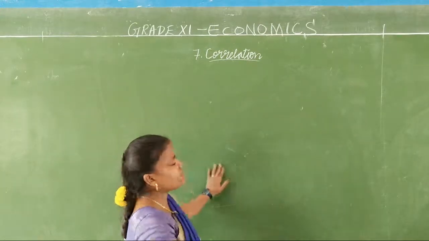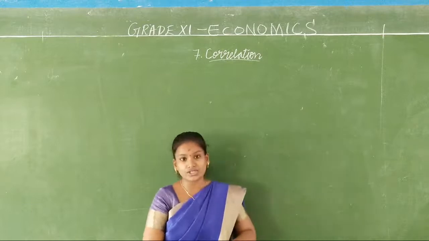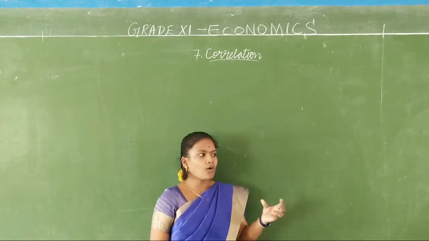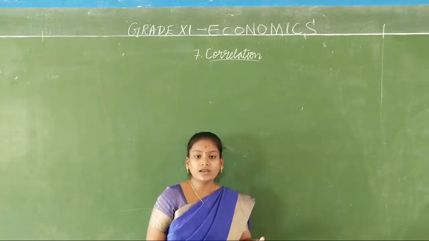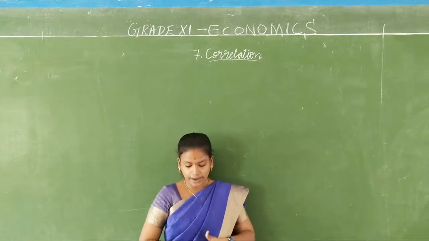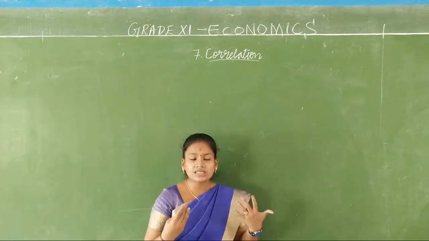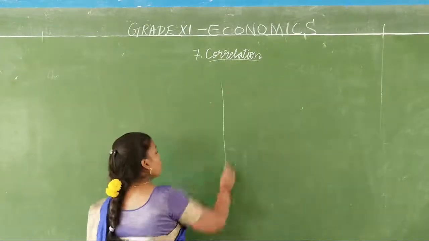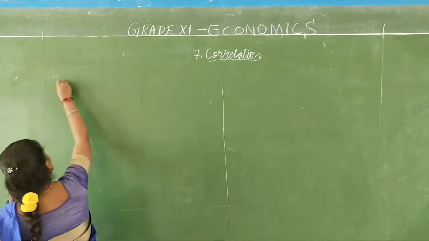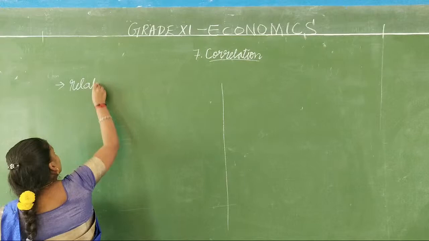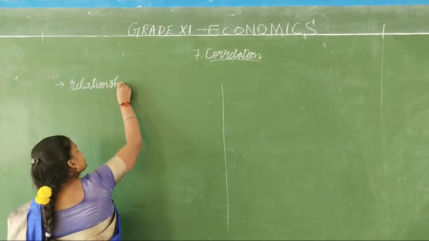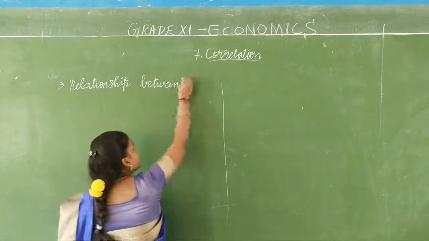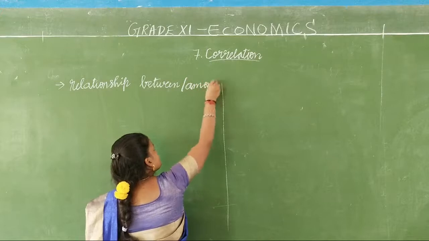Moving on to chapter 7, which is called correlation. What is this correlation? What do we mean by it? Co means together, relation means a relationship. So this chapter is going to let us understand the relationship that prevails among variables. It is going to tell us about the relationship between or among variables.